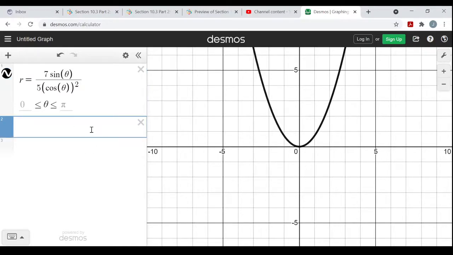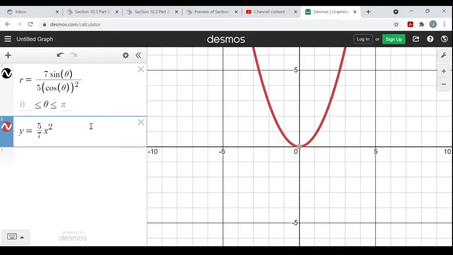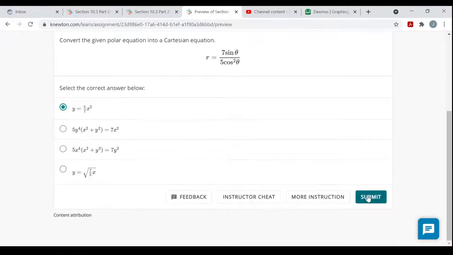And then my rectangular graph, my Cartesian equation, was y equals 5/7 x squared. And look, it's right on top of it. It's the exact same curve traced out. Same exact curve. One in rectangular, one in polar, tracing out the same locations on the coordinate plane. And that's this option right here, y equals 5/7 x squared. So it can be a bit tricky.